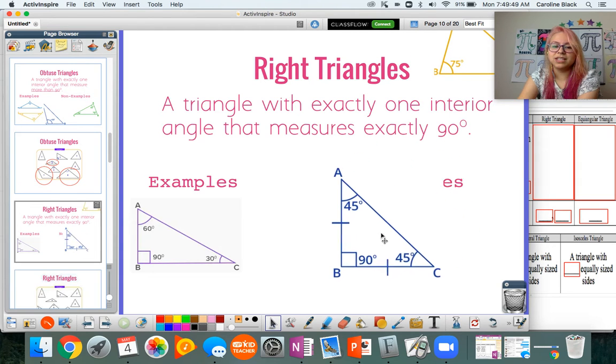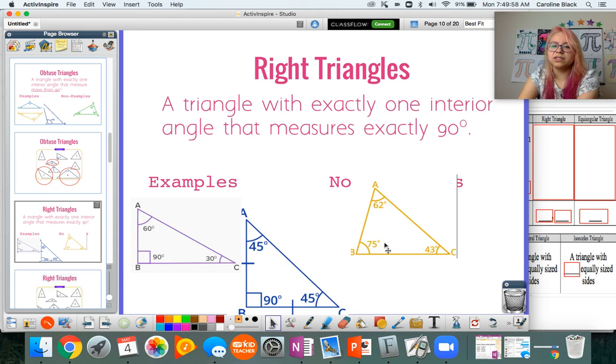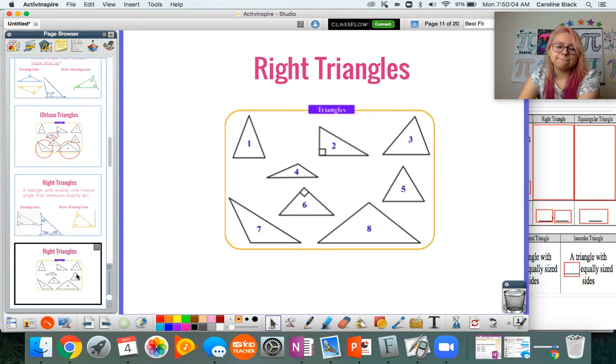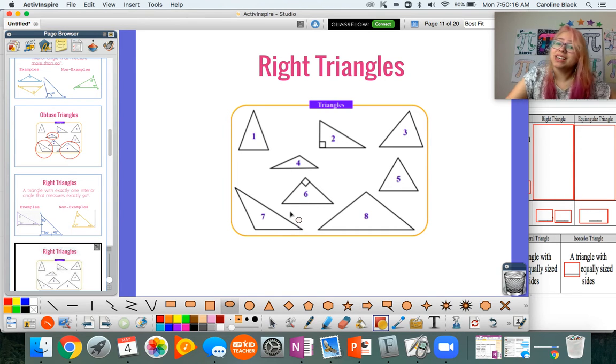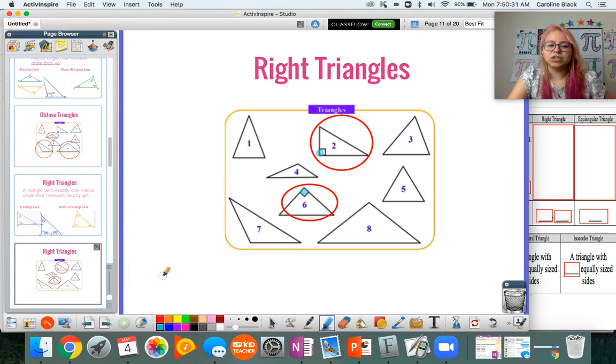This is also an example of a right triangle. And then this one, none of these have that little square and none of these equal 90. So this is not a right triangle. Looking at the capture sheet, I can easily see my right triangles. Can you? I think you can, because it has a little box. Those two triangles are right triangles, number 2 and number 6. They have that little box, meaning that angle is 90 degrees.